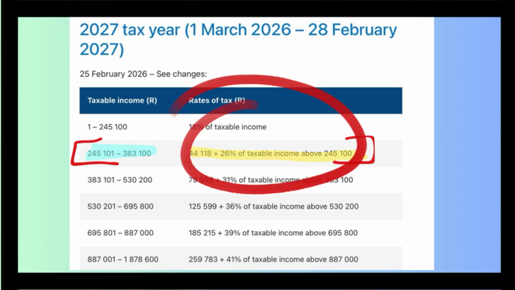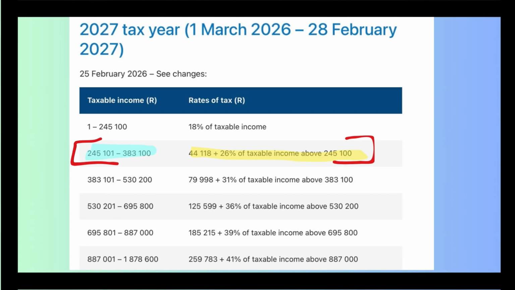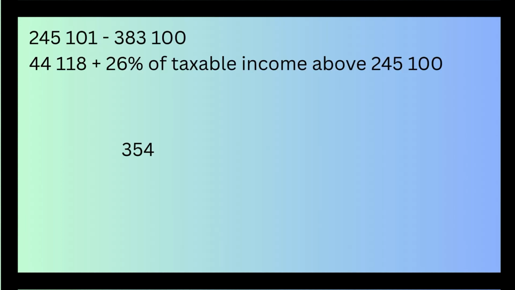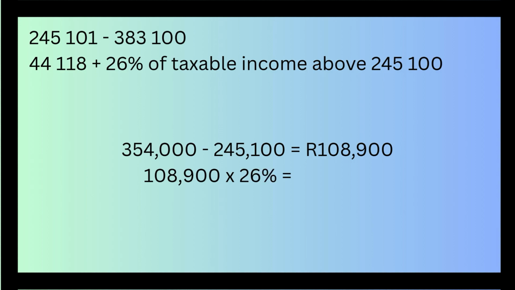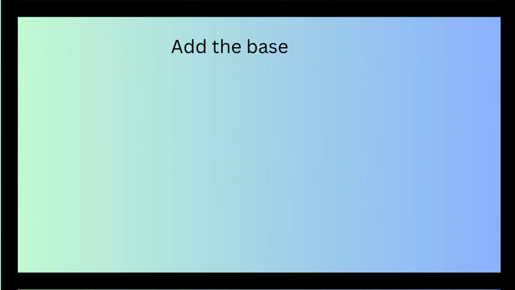So then you're going to check rates of tax. Firstly, let's focus on 26% of taxable income above 245,100. So our income is above this amount. So we're going to say 354,000 minus 245,100, which is going to give you 108,900. Then from there you get the 26% of 108,900, which is 28,314.